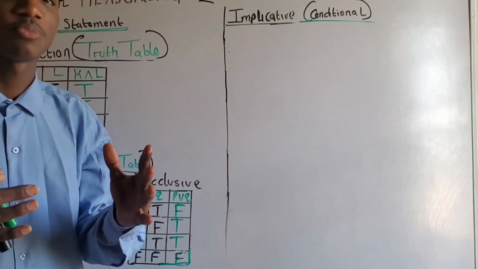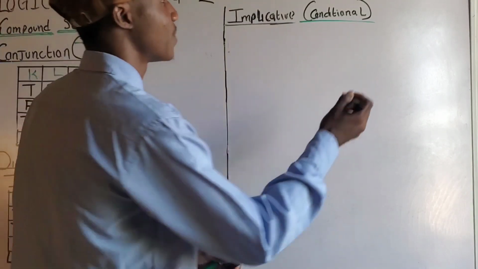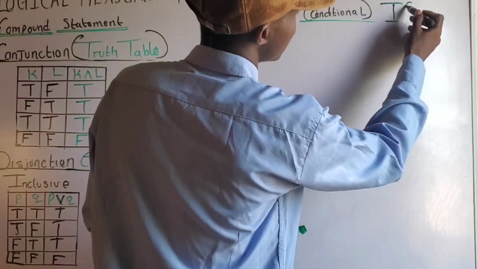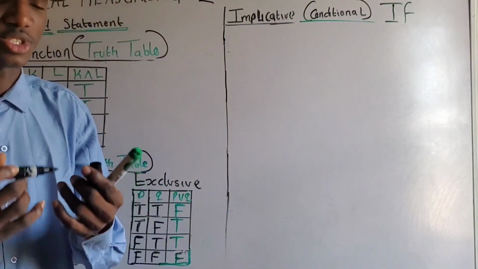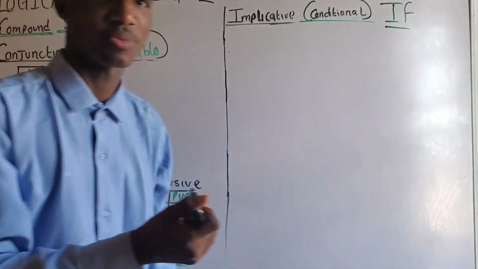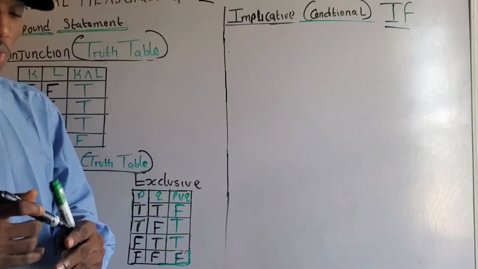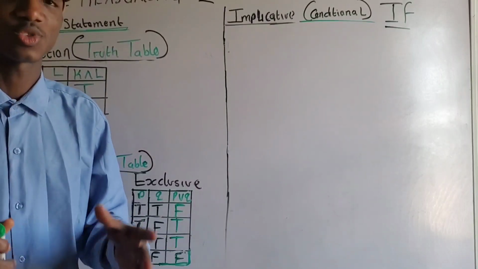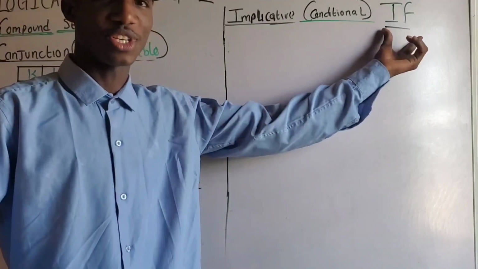You have two simple statements that are joined together by this word if. If you have two simple statements joined together by this word if, such a statement is called a compound statement. This one that you see here is known as the connective. Are you getting what I'm trying to say? That statement is called a conditional statement. Do you understand? So we have a compound statement called a conditional statement when we have two statements that are joined together by this word if.